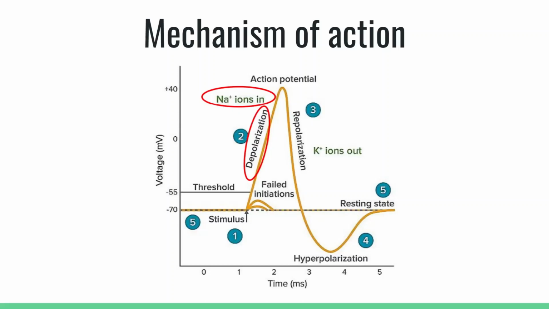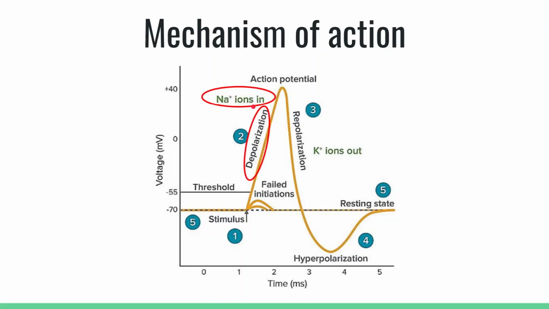So what is the mechanism of action of the local anesthetics? Just like we said in the beginning, we want to inhibit sensory impulses from reaching the brain, so we inhibit action potentials from taking place. This involves inhibiting the depolarization step. And how does that happen? We inhibit depolarization by inhibiting the entry of sodium ions into the neuron.